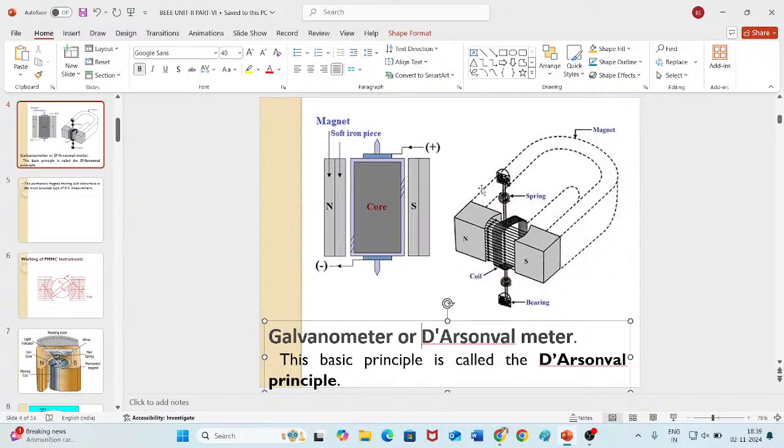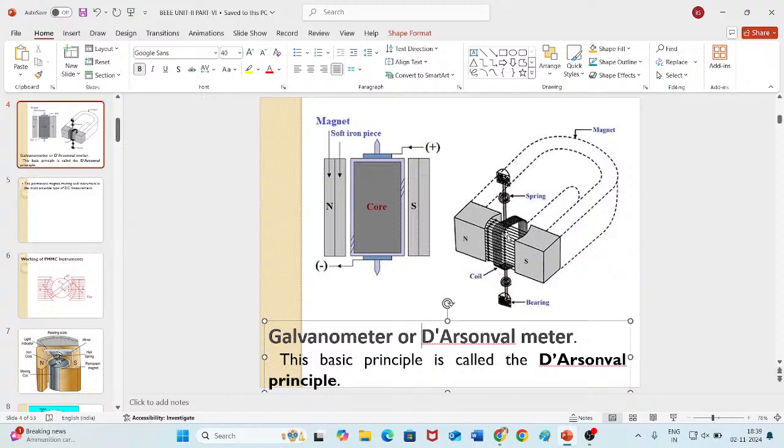So if you carefully observe the right side image which I am showing you here, you can see a coil here. This coil will have angular displacement.